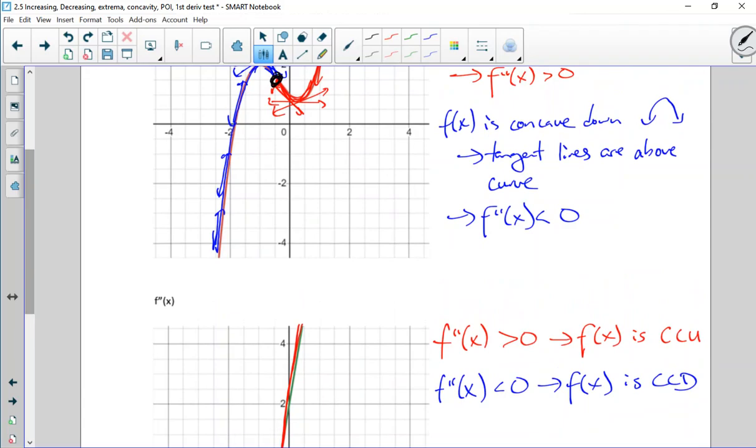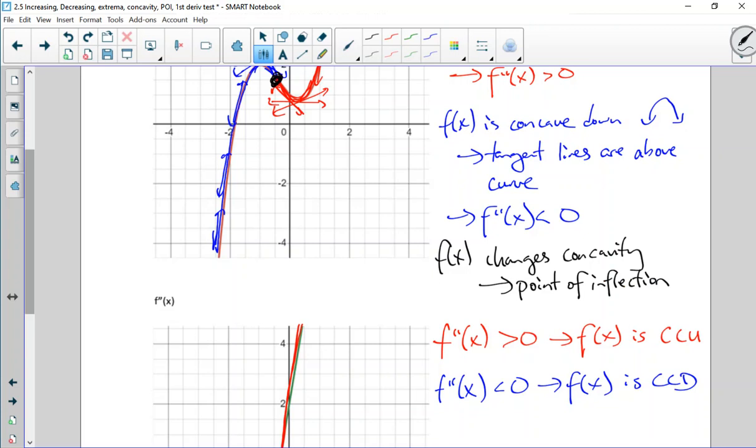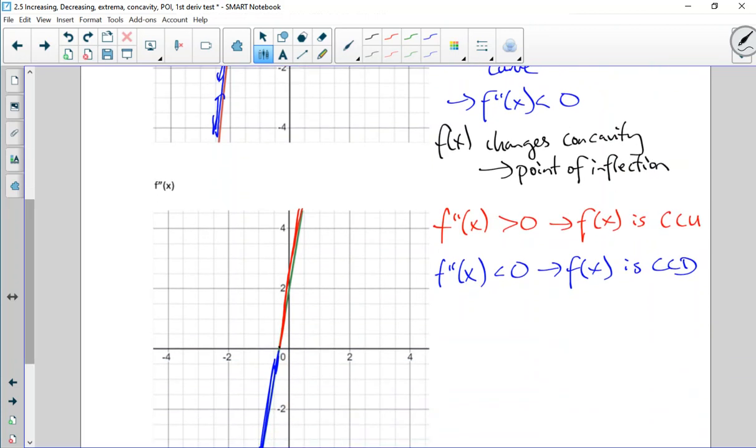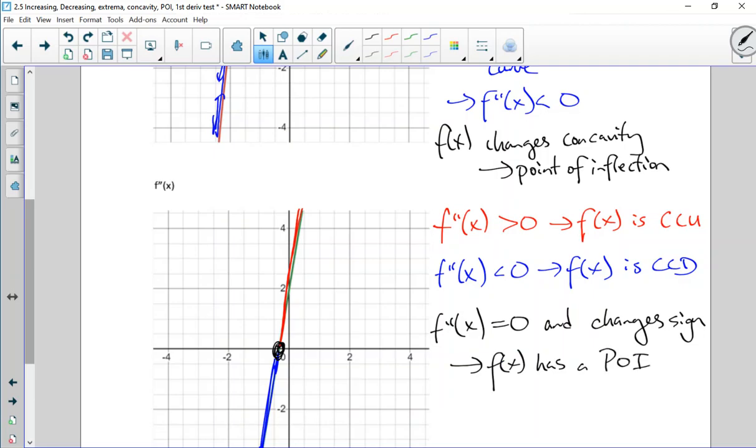Now, at this point right there, where f of x changes concavity, do we know what that's called? Point of inflection, yes. And so that's corresponding to the second derivative equaling 0 and what else? Changes sign, yes. And we can abbreviate that POI, person of interest.